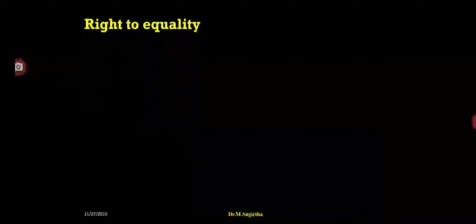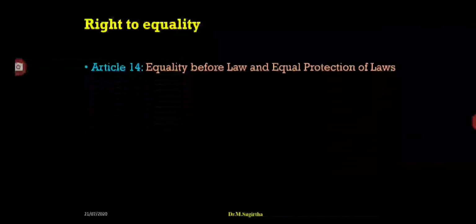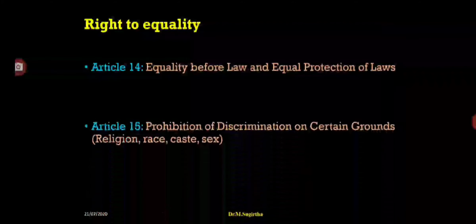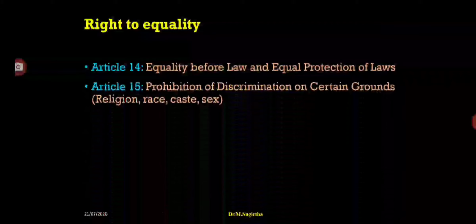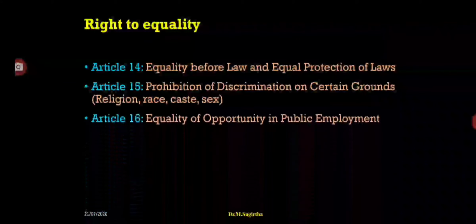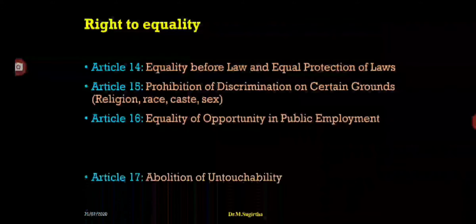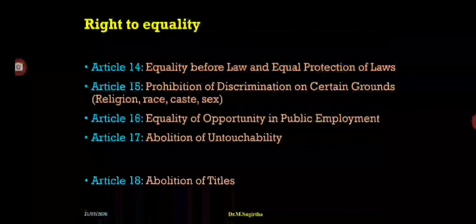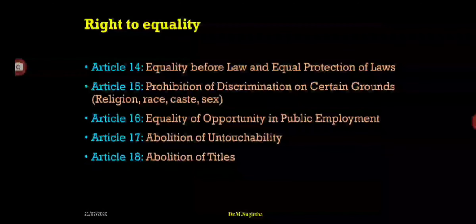Now we move to discuss the right to equality elaborately. Under the section of right to equality, 5 provisions are there. Article 14 provides for equality before law and equal protection of laws. Article 15 provides for prohibition of discrimination on certain grounds. Article 16 states about equality of opportunity in public employment. Article 17 abolishes untouchability. Article 18 abolishes titles. We will see these provisions one by one.